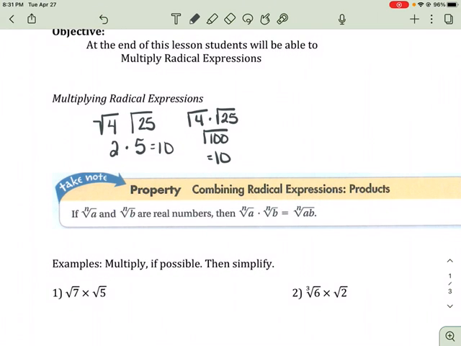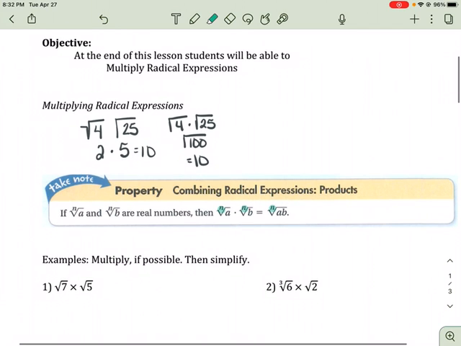If I have an nth root of a and an nth root of b, and they're real numbers, so no i's, then the nth root of a times the nth root of b is the nth root of a times b. So you can treat them as individuals and then multiply them, or you can multiply them and then take the radical. Key here, though, is that these must be the same. You can only multiply like radicals.